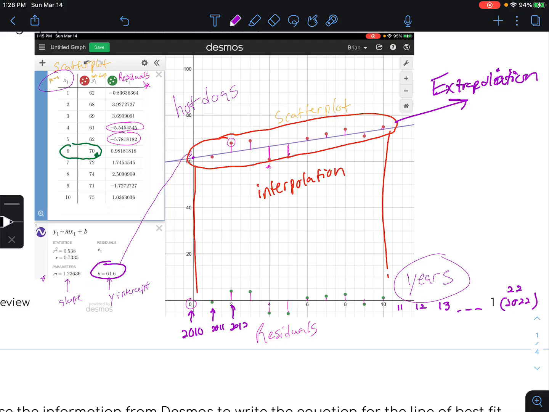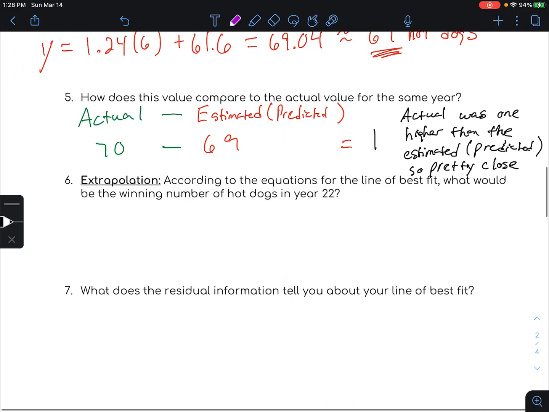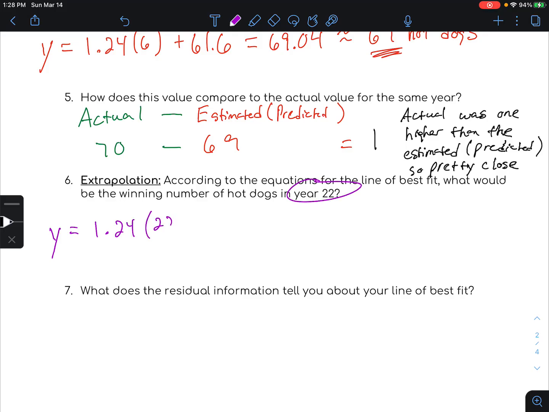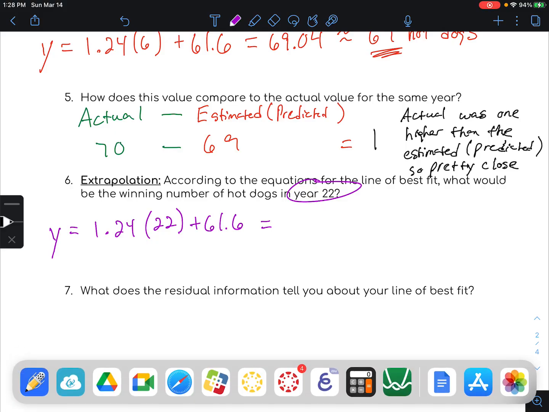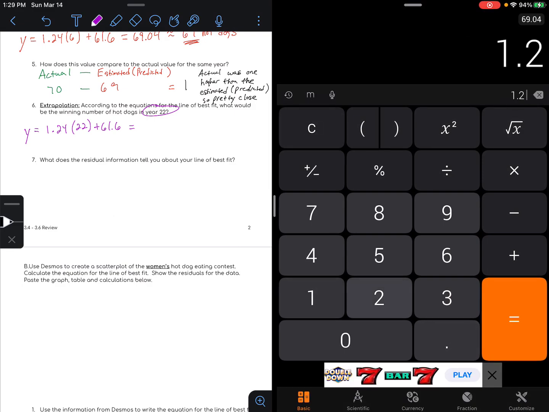And what would this all extrapolate out to? So that's a good 12 years after the last data point. But let's see what it is going to predict at that point. So for extrapolation, we use the same equation, 1.24x plus 61.6, but we're now going to put in year 22 and do that same calculation. Use our calculator for that. 1.24 times 22 plus 61.6. It's about 88.8, so about 89 hot dogs.